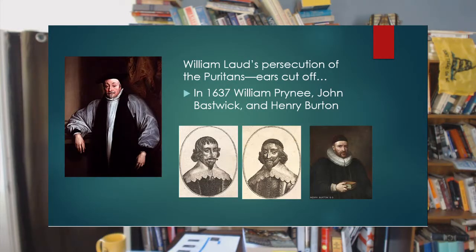There's a group of famous Puritans, William Prynne, John Bastwick, and Henry Burton. They get their ears notched because they print pamphlets that are anti-William Laud and anti-Charles I.